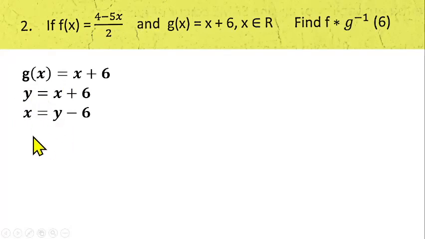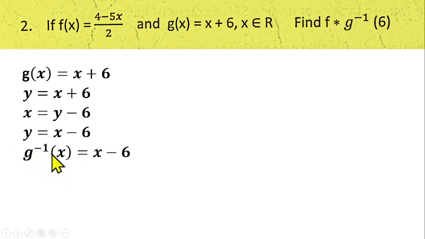So that means technically you'll be having y is equal to x minus 6. So this y now and this y, they are not the same thing. This y is representing g of x, then this y is representing inverse of g of x. So technically you'll be having g inverse of x equals x minus 6. So from there, we now know the inverse of this function, which is x minus 6.